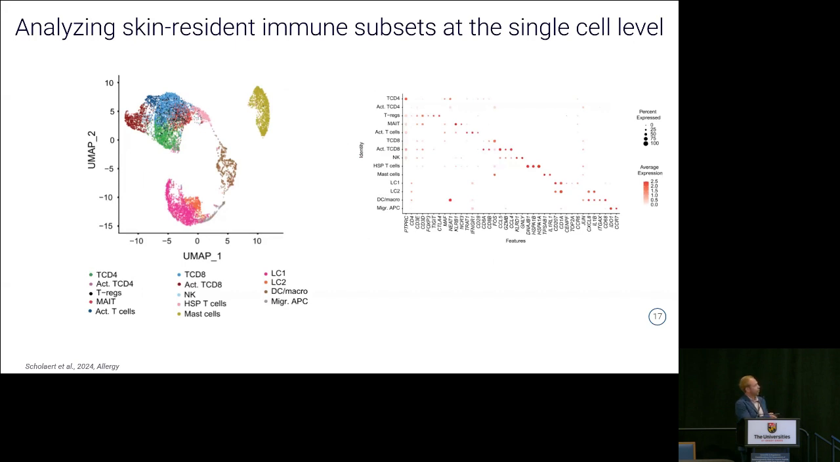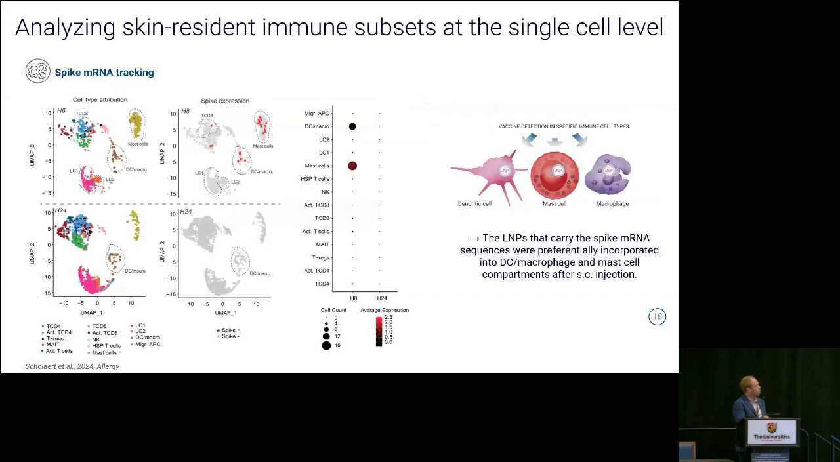When you isolate CD45 positive immune cells, this is the type of picture that you get in the human skin. You can see that you have activated memory CD4 T cells, resident Tregs, activated CD8 T cells, NK cells, mast cells, Langerhans cells that come in 2 different flavors, a cluster of DC macrophages, and a cluster of migratory IPC, which are actually dendritic cells that are already activated.